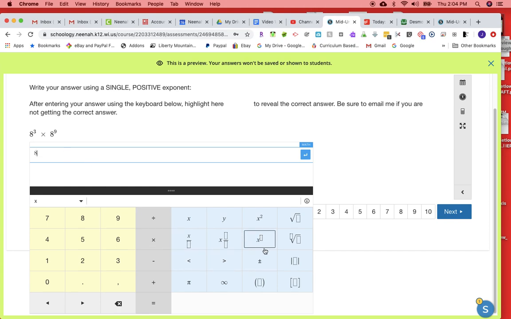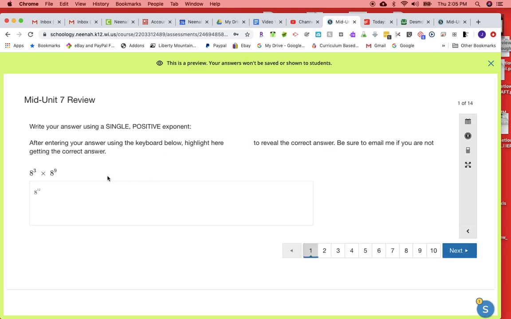To write exponent, it's this button right here. And if you hover over it, it's going to highlight. It'll say exponent. So we want X to this box here. That's representing exponent. So you click on that. It's going to bring it up to the top right-hand side of the 8, and you're going to type in 12. So 8 to the 12th power. And to see if we're correct, you're going to highlight right there, 8 to the 12th power. Sure enough, we did it correct.